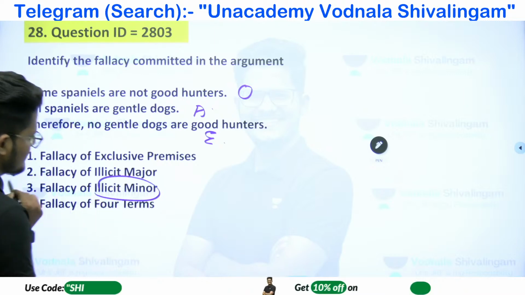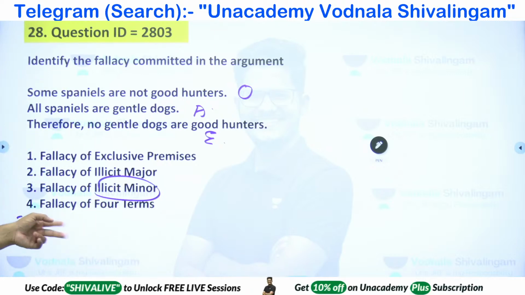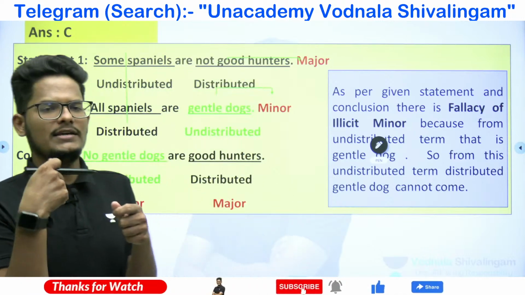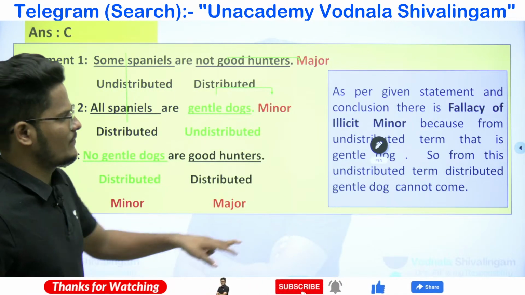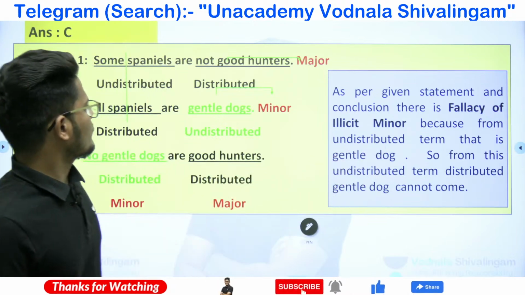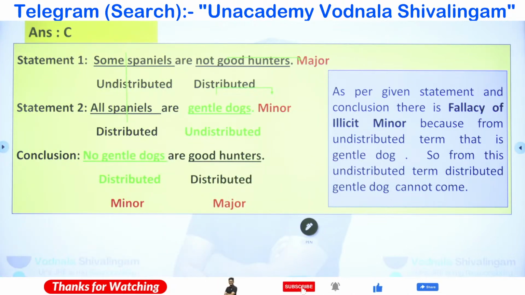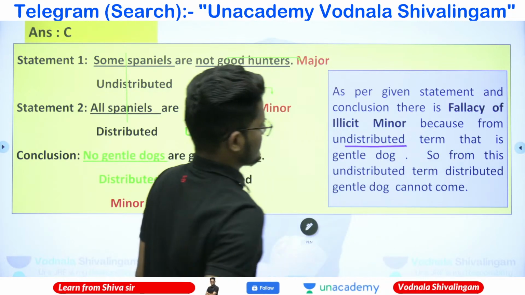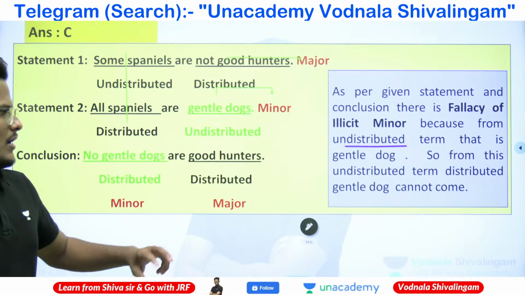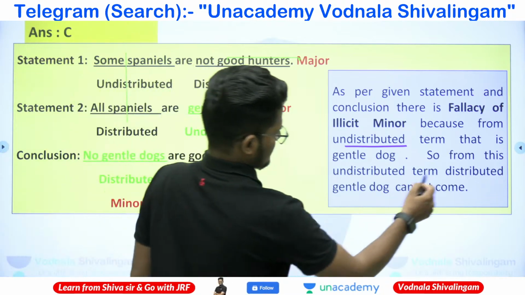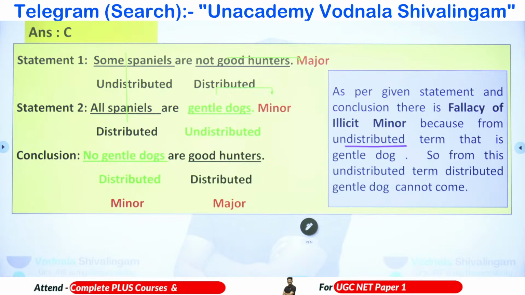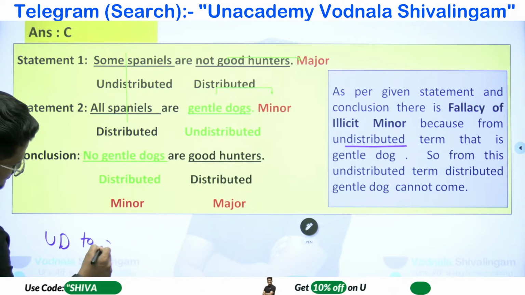Why is it illicit minor? What does illicit actually mean? Illicit means prohibited, actually violated. That is what illicit means. So here you can see, as per the given statement, it is the fallacy of illicit minor, because the undistributed term, that is gentle dogs, is distributed in the conclusion, which cannot be done. So here undistributed to distributed, undistributed to distributed.